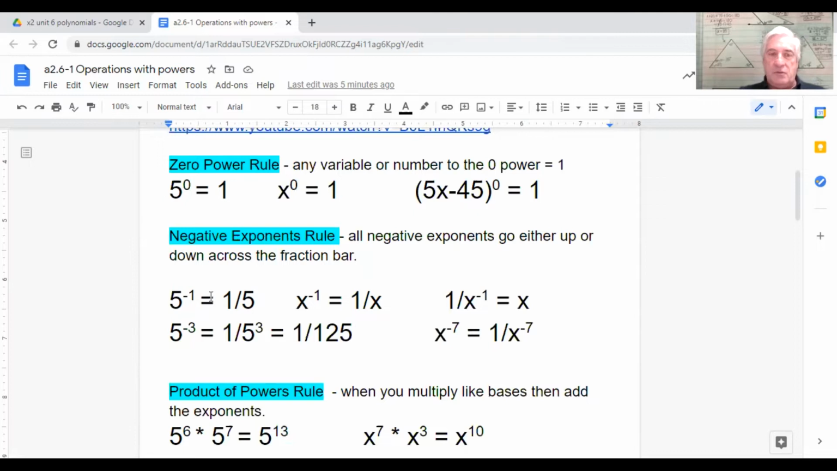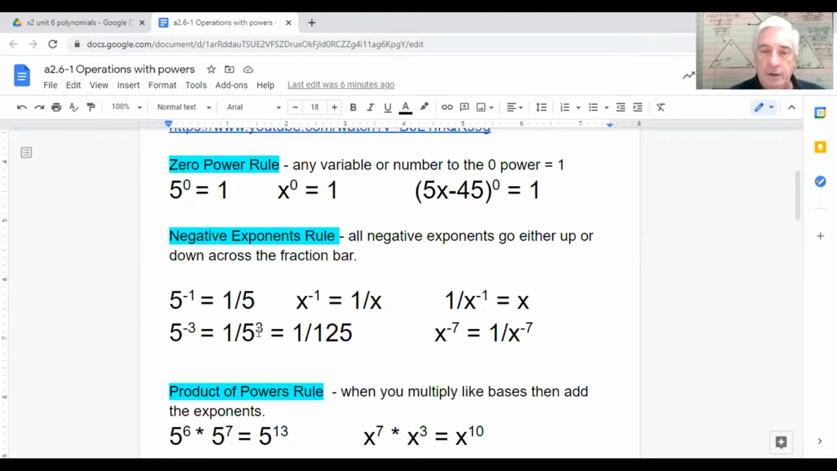So 5 to the negative 1 is 1 over 5. X to the minus 1 is 1 over x. And 1 over x to the minus 1, it's on the bottom. We're going to raise it to the top with no fraction. So that becomes x to the 1. 5 to the minus 3 is the same thing as 1 over 5 to the 3. And 5 to the 3, check my math on this, but I think it's 5 times 5 is 25 times 5 is 125.